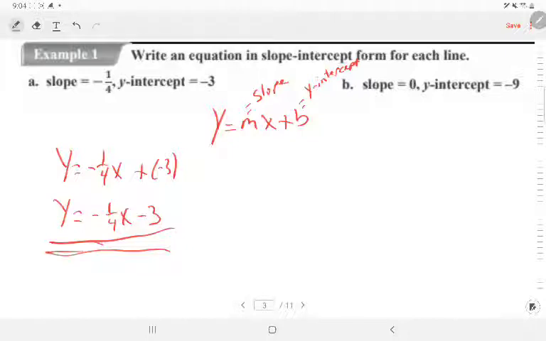On this one, it's a little bit different. We have a slope of 0. So this would be y equals 0x plus a -9. Well, 0 times anything is just 0, so we could erase that and just put y equals -9. Remember that a line with slope 0 is a horizontal line. Y equals -9 would be a horizontal line where it crosses -9 on the y-axis. Okay?